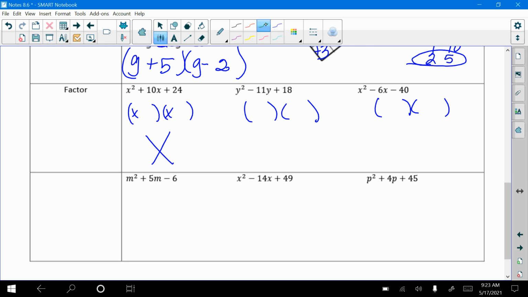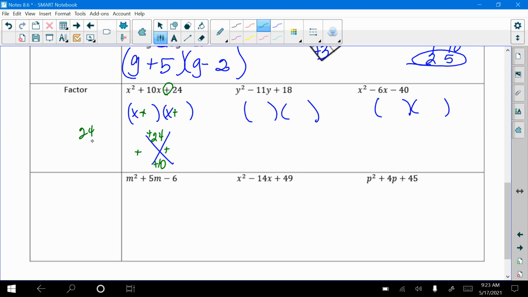like we've done before, 1 times 24 is 24. Put the 10 down below. Now, same signs, both are going to be positive. So I know it's positive something and positive something. Now, we have to multiply the 24, but add the 10.